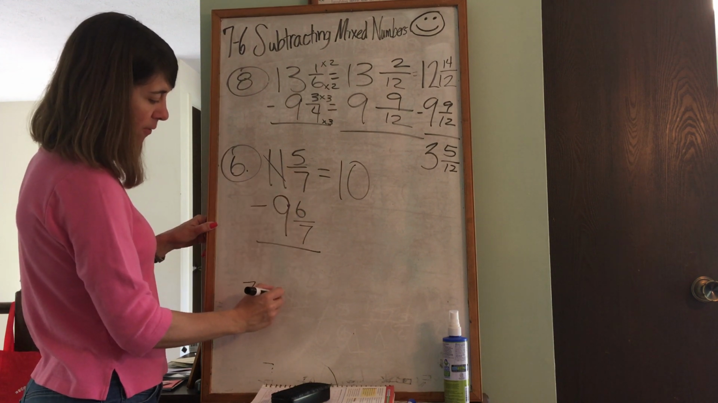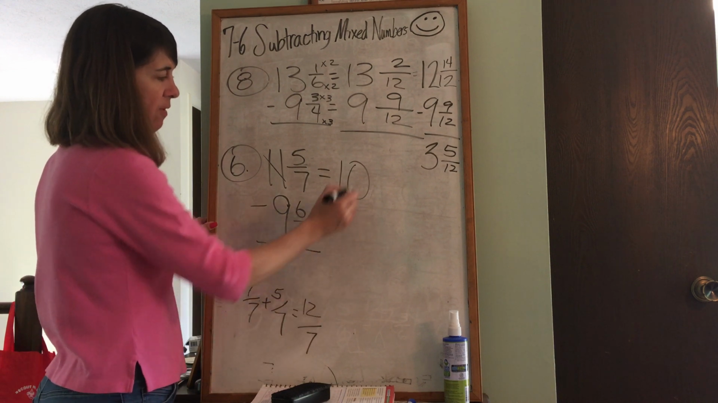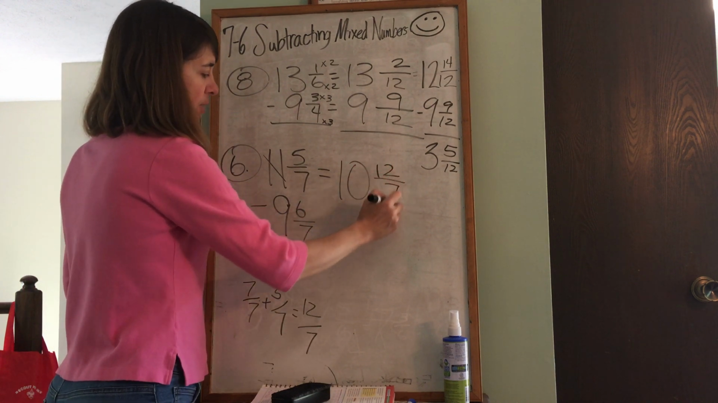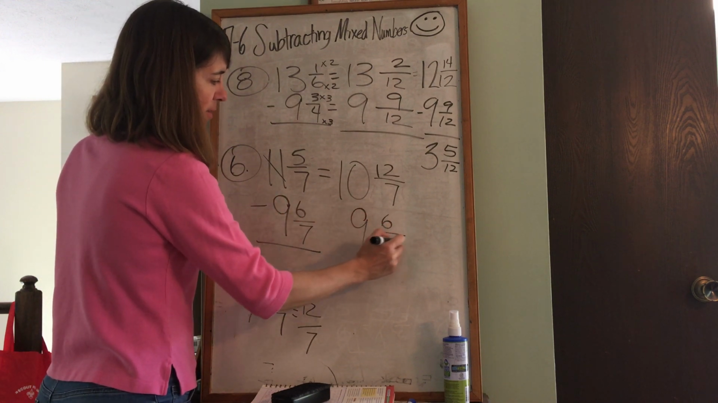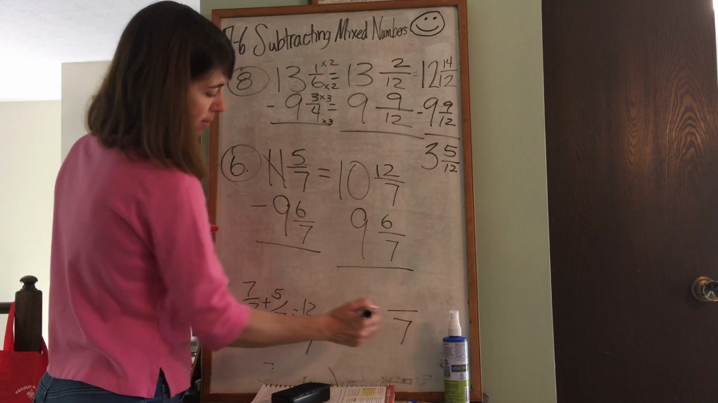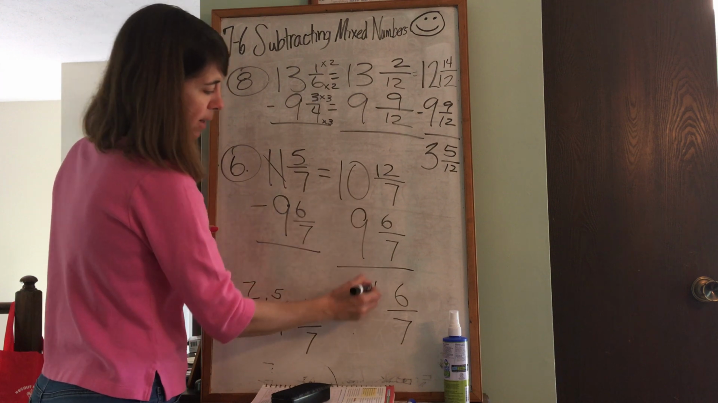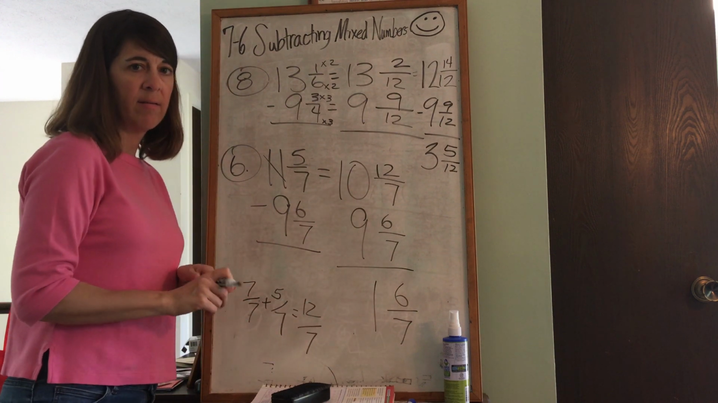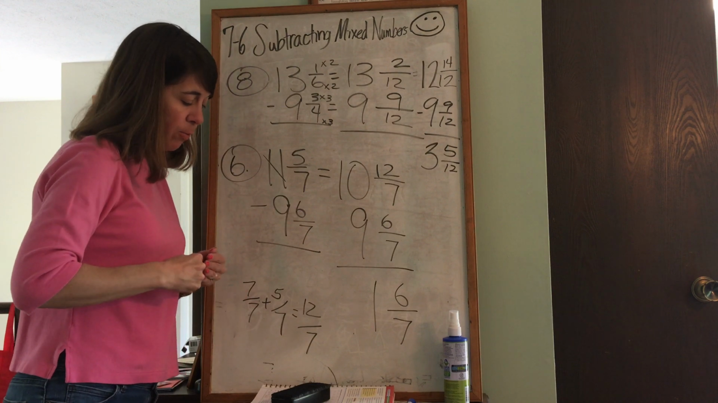Plus our 5/7. And now that gives us 12 over 7. So we'll put that 12 over 7 here. And we're just bringing over our 9 and 6/7 there. And now we can subtract. We keep our 7ths. 12 minus 6 is 6, and 10 minus 9 is 1. So 1 and 6/7. All right, so these are the types of problems that you will see.